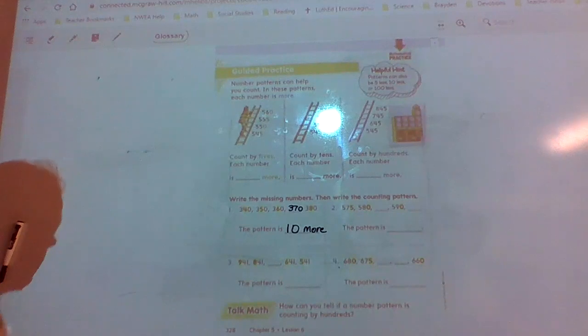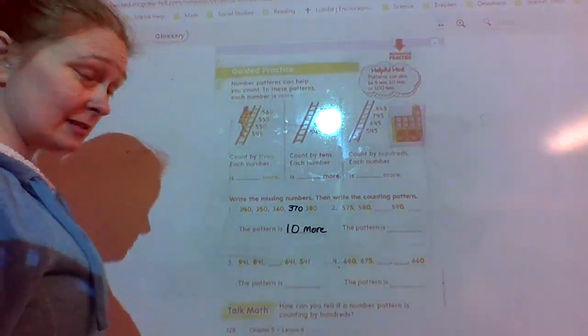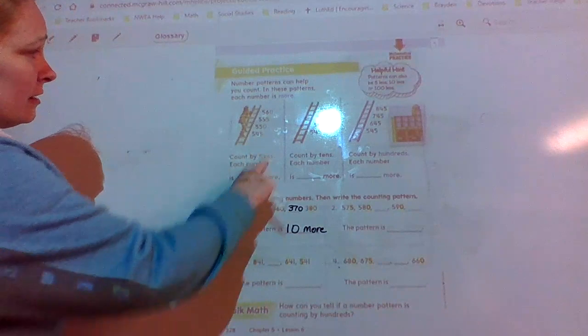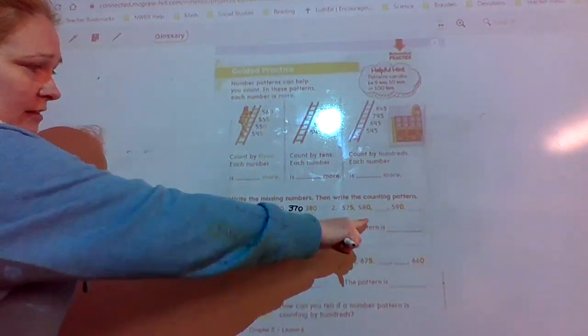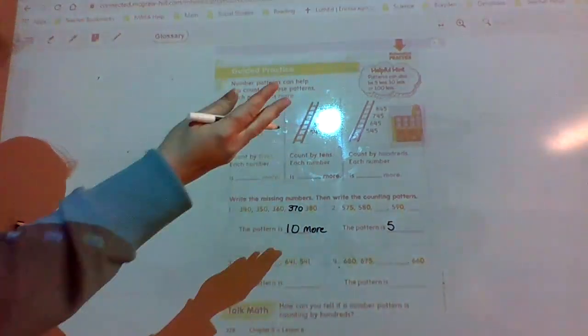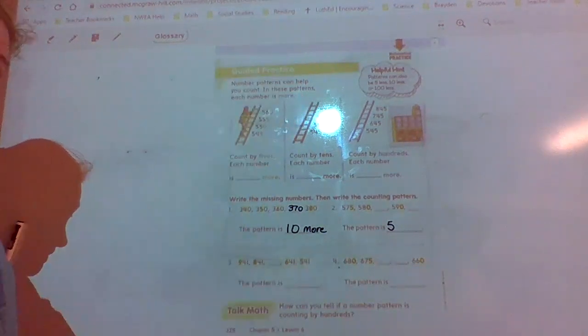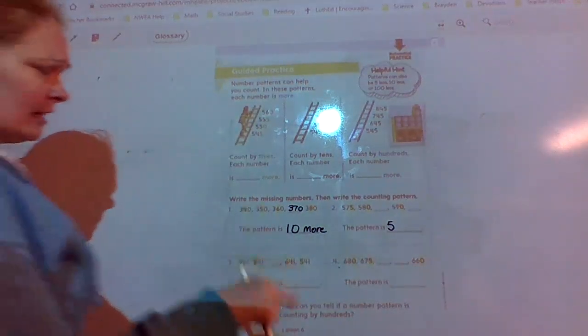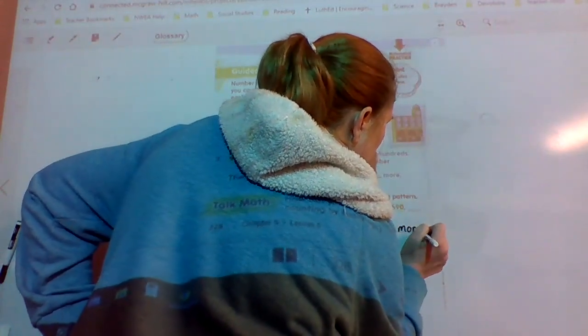All right, let's look at this next pattern here. The ones place is highlighted. So obviously we're counting on the ones place. So we're probably not counting by tens. So if I look up here, okay, the ones place is usually going to be counting by fives in this case. So the pattern is 5. And are the numbers getting bigger? So is it 5 more? Or are the numbers getting smaller, so it's 5 less? Let's check and see. I have 575, 580. 80 is bigger, isn't it? So it's going to be 5 more.